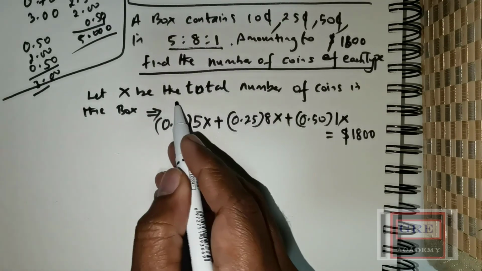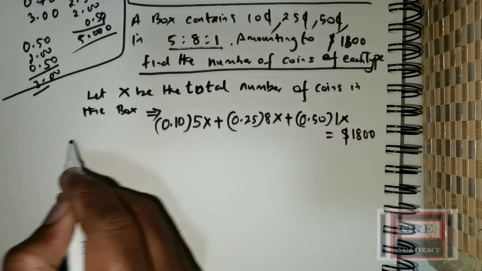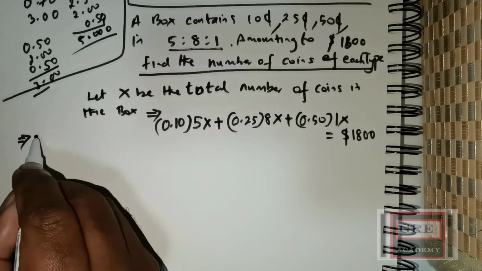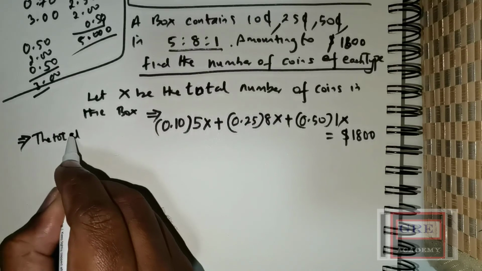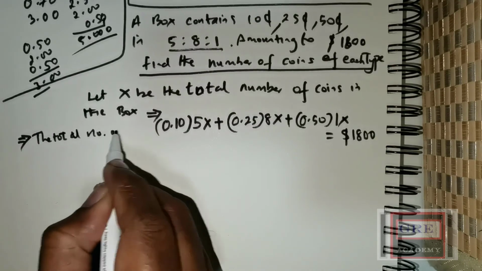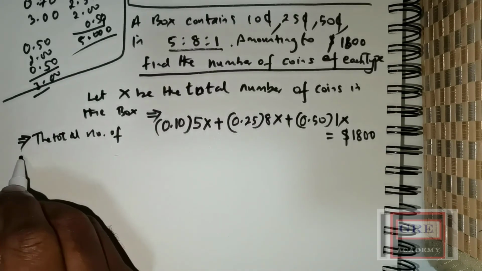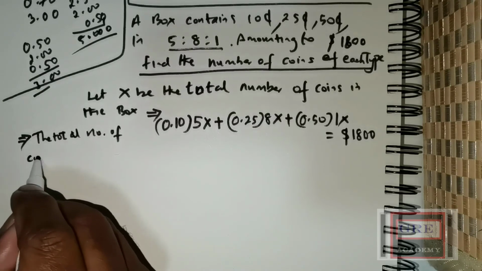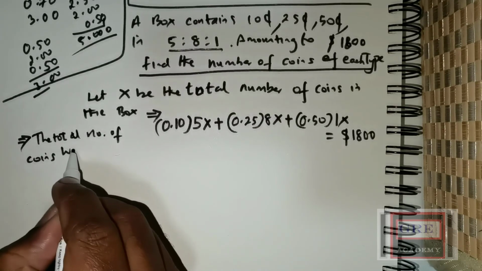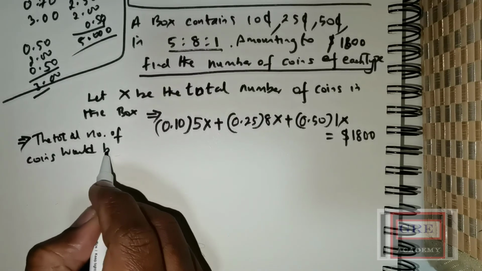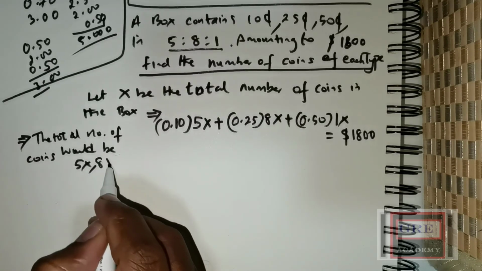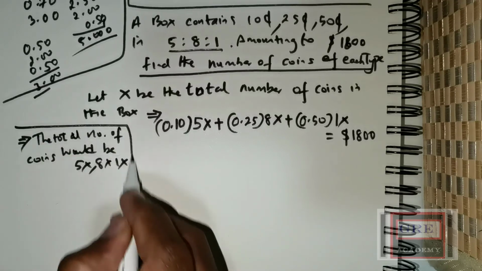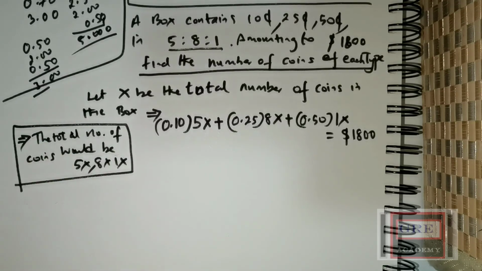Because I have assumed that x is the number of coins in the box, this would mean the total number of coins would be 5x, 8x and 1x. It's because of this assumption.